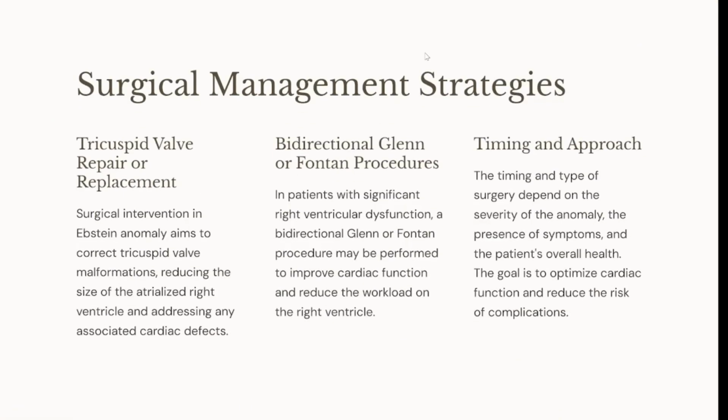Question 3. Q. What is the role of surgical intervention in the management of Ebstein anomaly? A. Surgical intervention in Ebstein anomaly aims to correct tricuspid valve malformations, reduce the size of the atrialized right ventricle, and address any associated cardiac defects like atrial septal defects. The timing and type of surgery depend on the severity of the anomaly, the presence of symptoms, and the patient's overall health. Surgical options include tricuspid valve repair or replacement, and in some cases, a bidirectional Glenn or Fontan procedure for patients with significant right ventricular dysfunction.